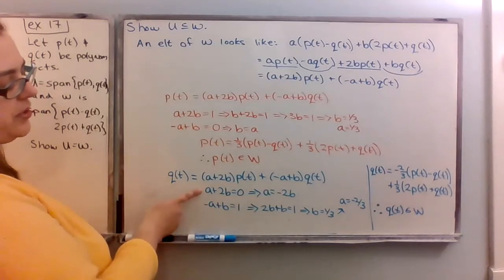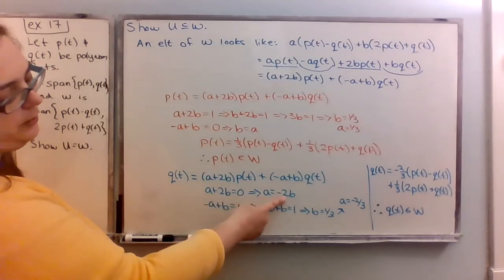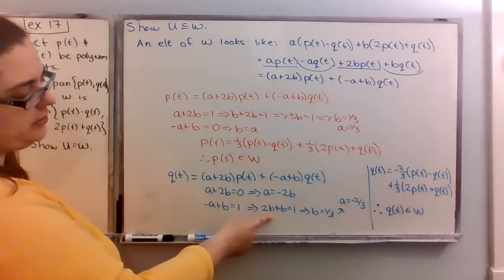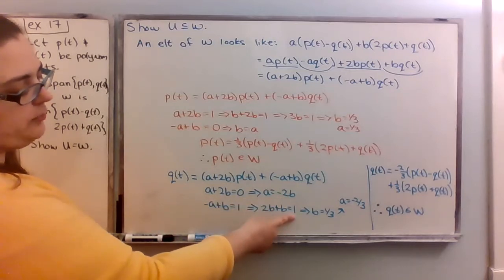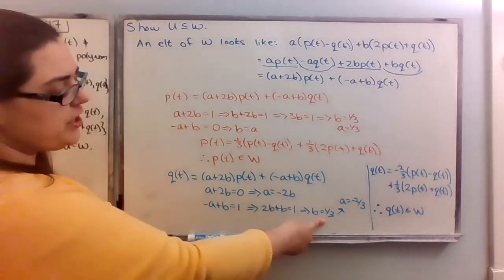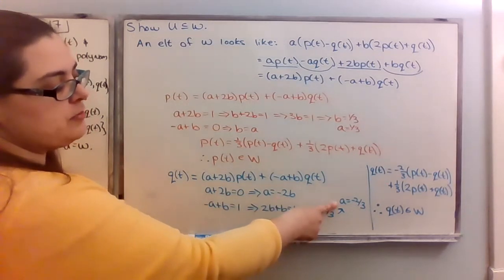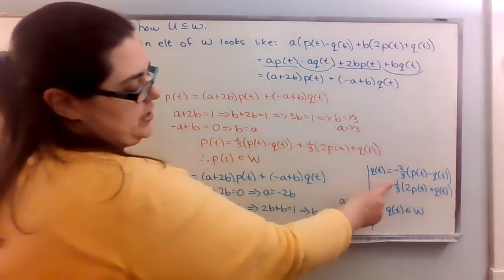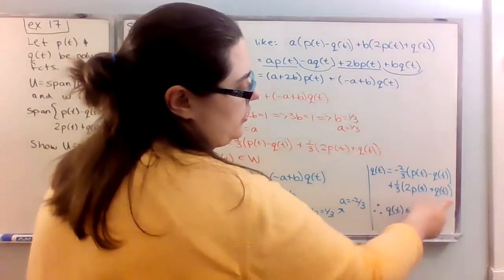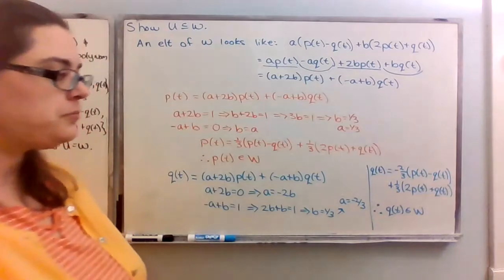This time I actually started with this first equation, and I moved the 2B over to see that A had to be negative 2B. Then I could substitute that in here. So negative 2B gave me 2B plus B is 1. When I solved this, I got that B had to be 1/3, which I could plug into this equation to give me that A is negative 2/3. Therefore, Q of T is negative 2/3 the first vector of W, plus 1/3 the second vector in W. And so Q of T is in W, it's in that span.